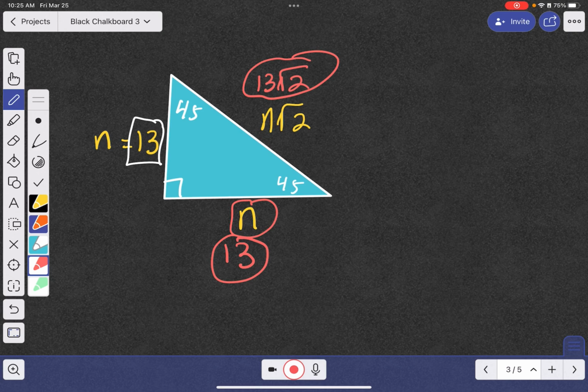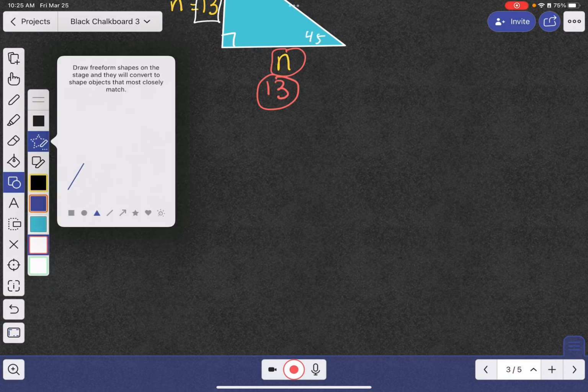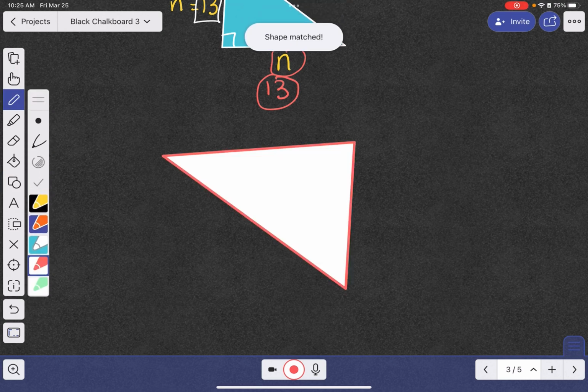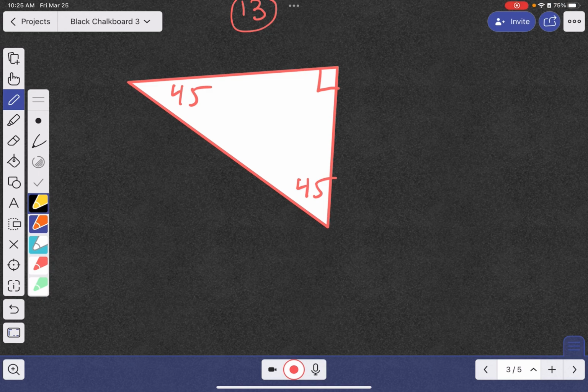In 45-45-90s, if you're given the leg, it's not that big of a deal. It's the same times the square root of 2. Where finding that n value sometimes becomes more difficult is in this second example. Instead of giving you one of the legs, here's our 45, this is a 45, and there's my 90. If I give you the length of the hypotenuse and I say, okay, the length of the hypotenuse is now 10, how do we go about doing it?